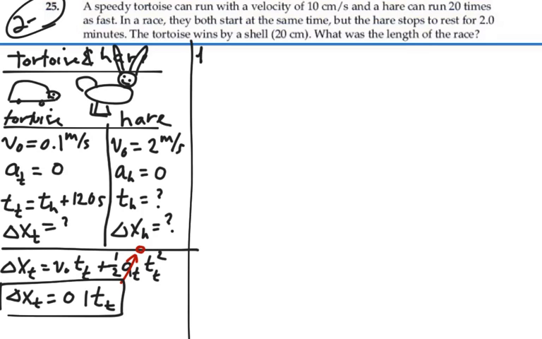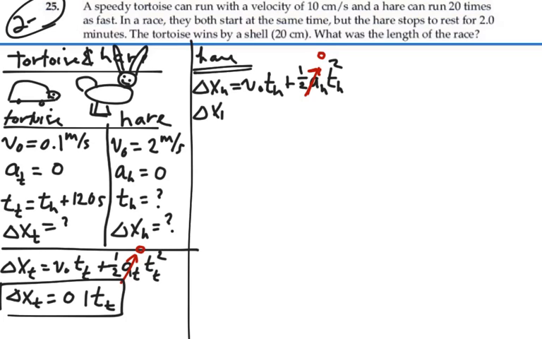Now if we look at the hare, we have the displacement for the hare is going to equal initial velocity times time for the hare plus 1/2 acceleration for the hare times time for the hare squared. But the hare is moving at constant velocity as well, so the acceleration for the hare would be 0, and we have displacement for the hare is equal to the initial velocity 2 meters per second times the time for the hare. Sounds good. So that's our second equation.